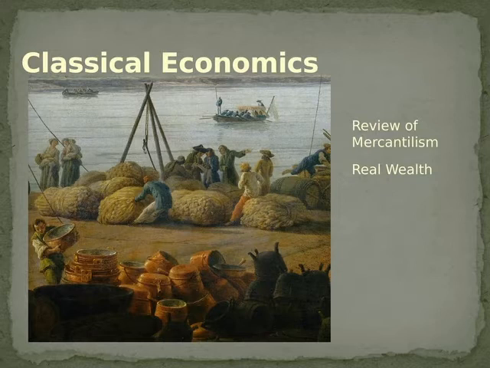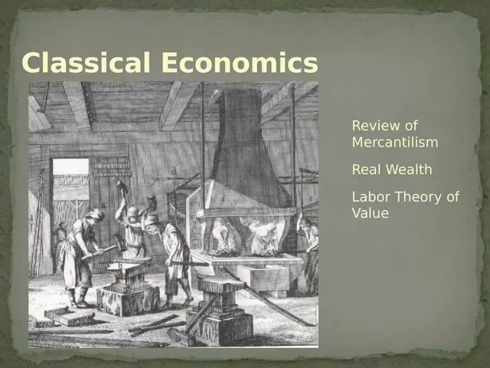Well, the question then is, if wealth isn't just based off of gold and silver, but goods and services, well, we can make goods and services, right? We can't really make gold and silver. People have tried and you can't do it. But you can make goods and you can produce services. And so this led Adam Smith to come up with something called the labor theory of value.